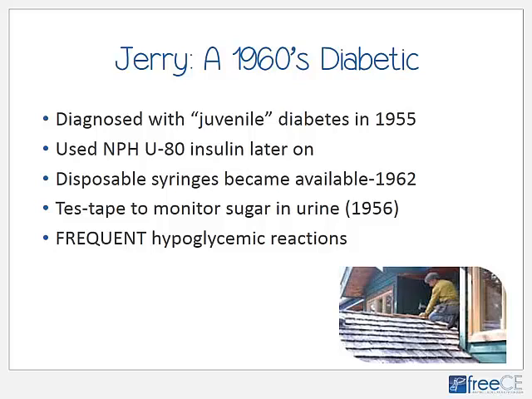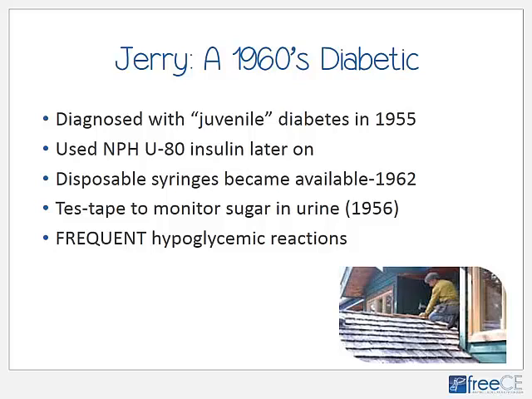So if he had positive sugar in his urine, he would know to either be a little more careful with the diet or ramp up his insulin a little bit. He had frequent hypoglycemic reactions. In this graphic I have here is a gentleman shingling his roof.